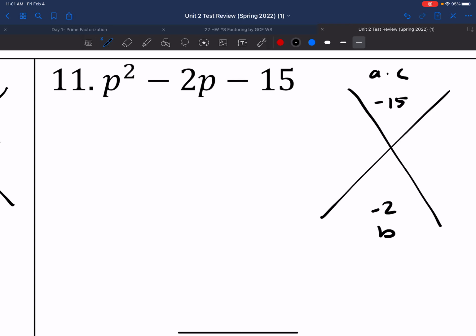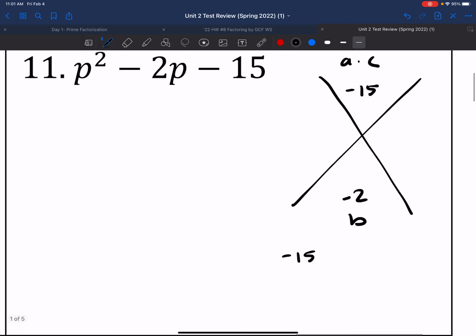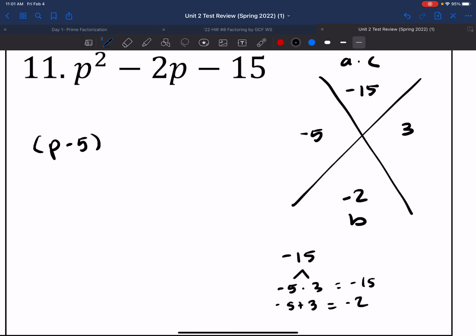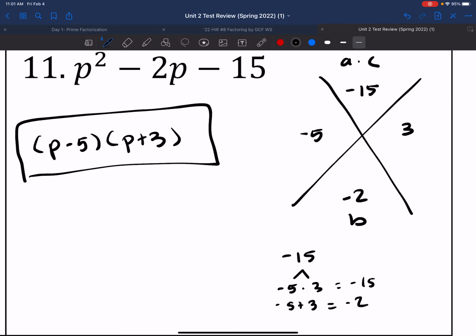Well, I need two numbers that multiply together that give me negative 15, and those two same numbers are going to give me negative 2. I'm thinking, negative 5 times 3 is going to be negative 15, and using those same numbers, I get negative 2. So let's put negative 5 here, and let's put 3 there. And I'm going to put p minus 5 times p plus 3. p times p is p squared. That checks out. So this means this is my answer.